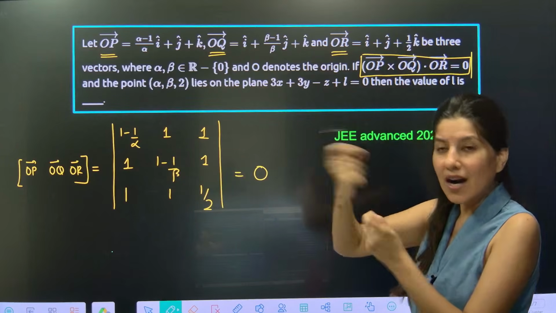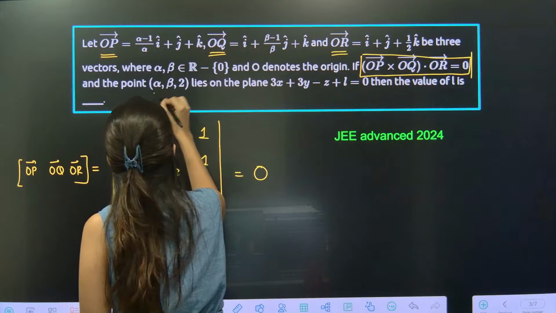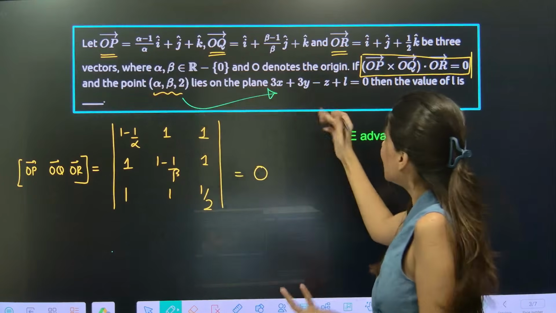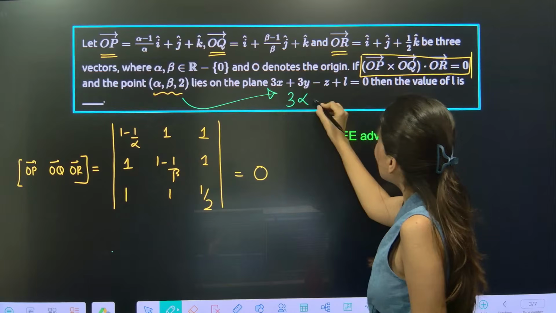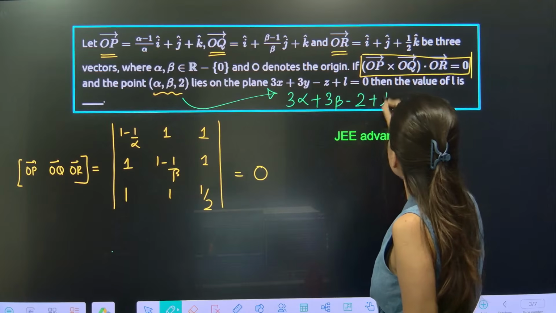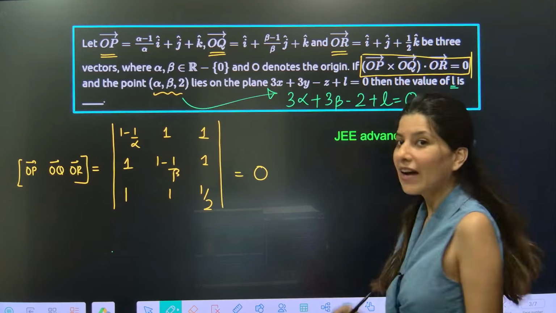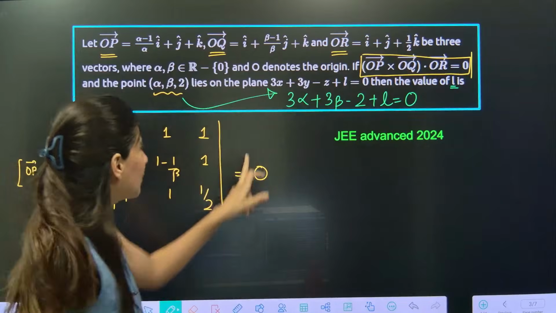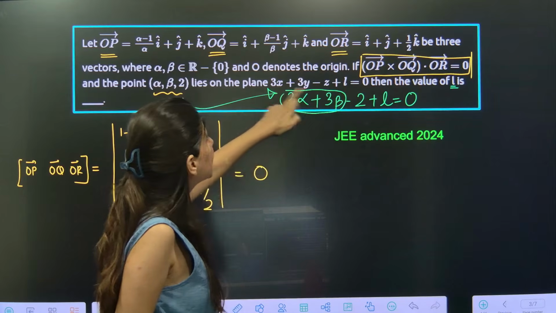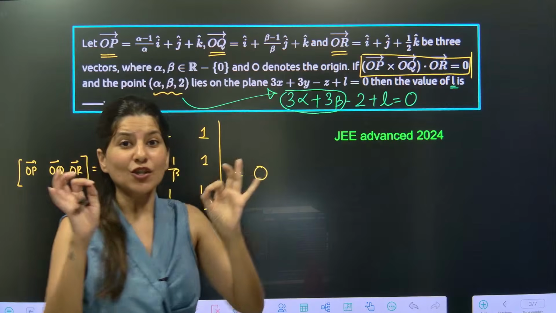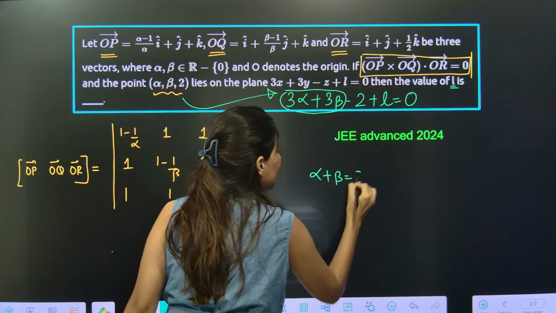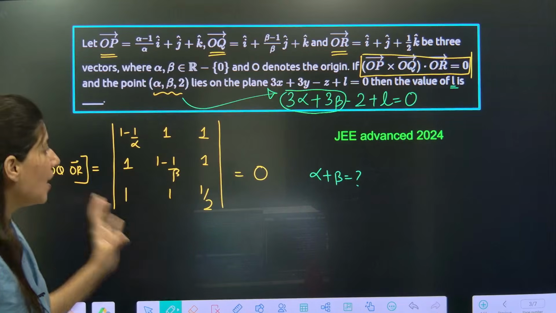Let's read the next half of the question, which is alpha comma beta comma 2 lies on this plane. What does that mean? We can actually satisfy alpha, beta and 2 in it. So 3 alpha plus 3 beta minus 2 plus L is equals to 0, and we need to figure out the value of L, okay. Now please note that to figure out value of L, we need to know the value of this thing, which is what? If you take 3 common, your goal is to find alpha plus beta. That's it. Your goal is to find alpha plus beta, okay.